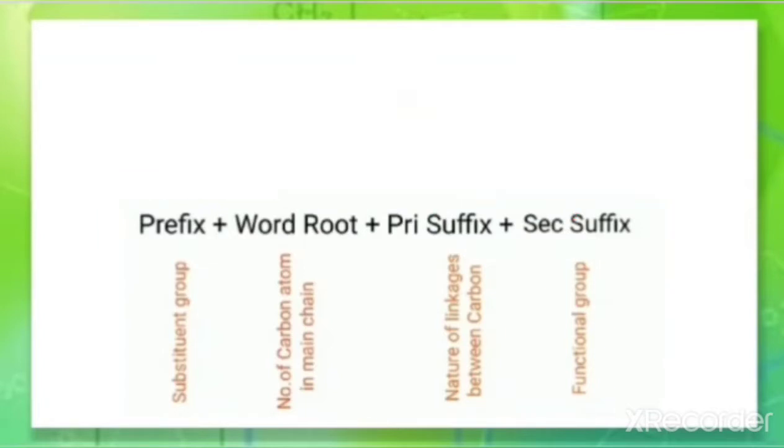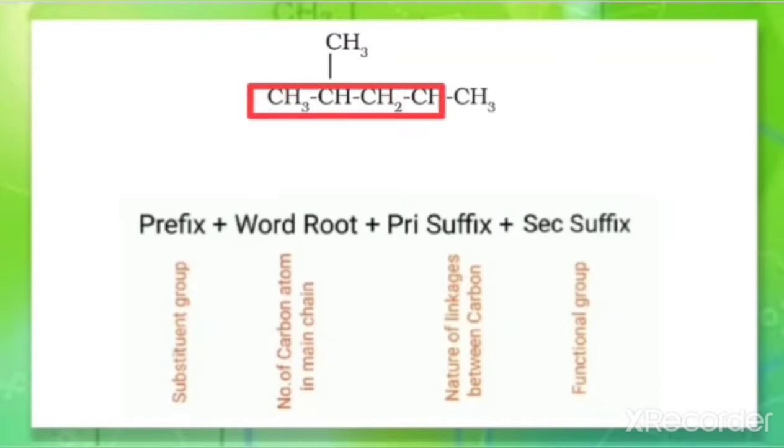Now let us take one example. In this example, we have to follow the method whatever we have discussed. First you have to select the longest chain. Now let us see the possibilities of selecting the longest chain. The carbon chain should be continuous. Like this is one possibility of the carbon chain. Let us count the number of carbons in this chain.